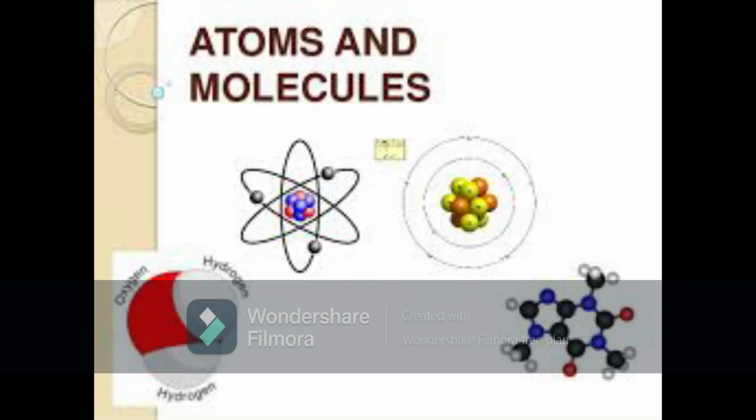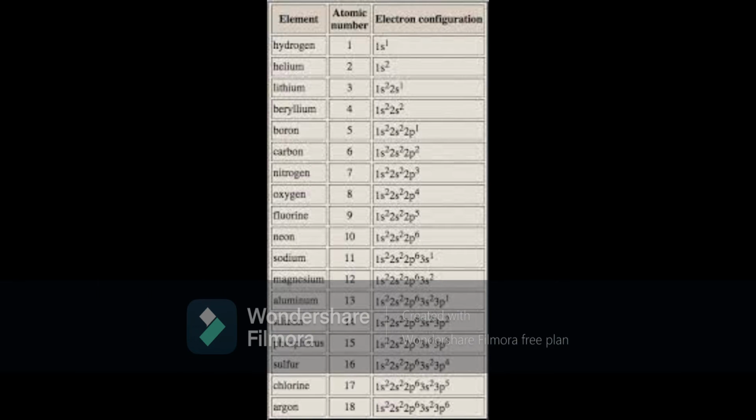Now let us first learn the electronic configuration of the first 18 elements. Hydrogen's electronic configuration is 1s1. Children, I am showing the picture here, you write likewise. Helium, atomic number 2, its electronic configuration is 1s2. Lithium, 3, its electronic configuration is 1s2 2s1.